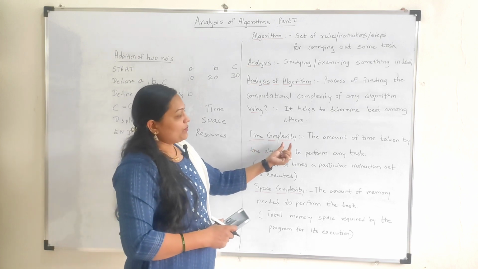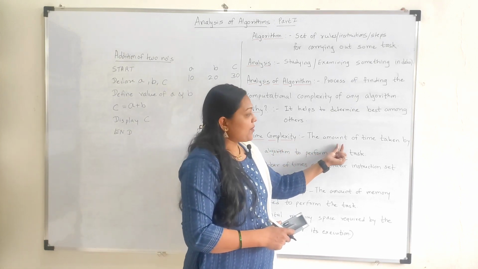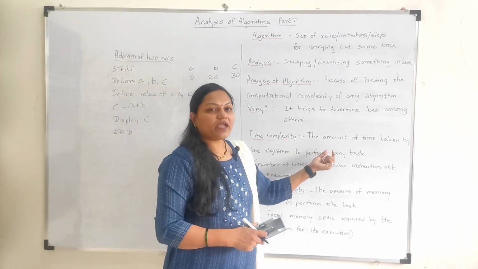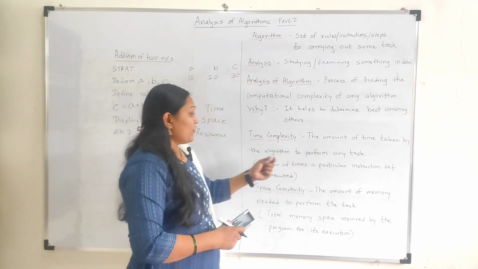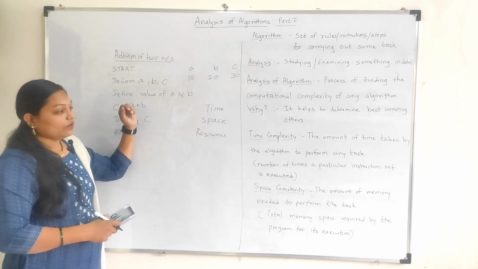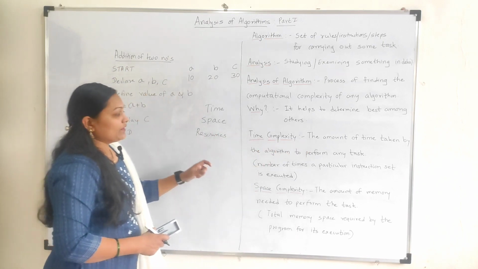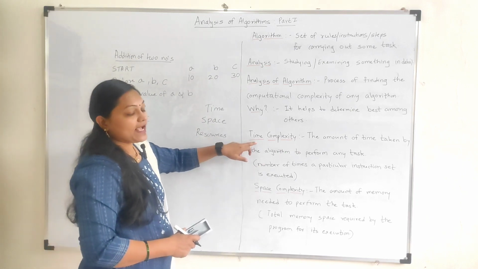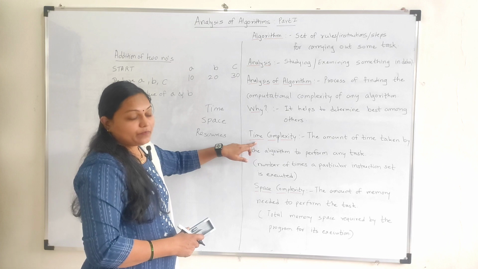Time complexity we can say is the amount of time taken by an algorithm to perform any specific task. For performing this task, addition of two numbers, the total time required, if you consider that, then we can say that is time complexity.